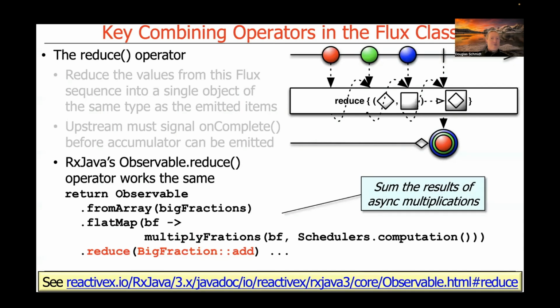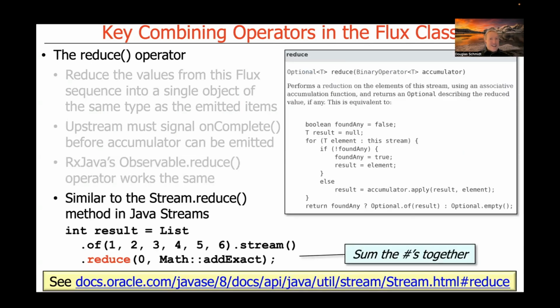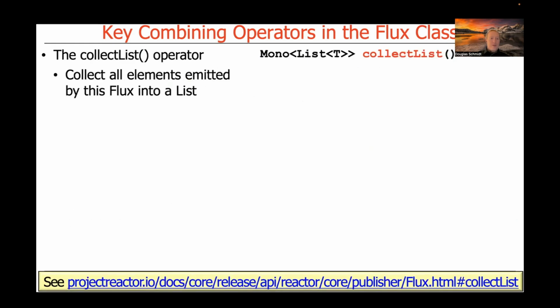RxJava also has a reduce operator that works the same way. Likewise, there's several reduce operators that are so-called terminal operators in Java streams, and they work much the same way. The main difference is that they have a few differences in terms of the values you can pass. You can give them initial seed values, for example, that are different from 0.